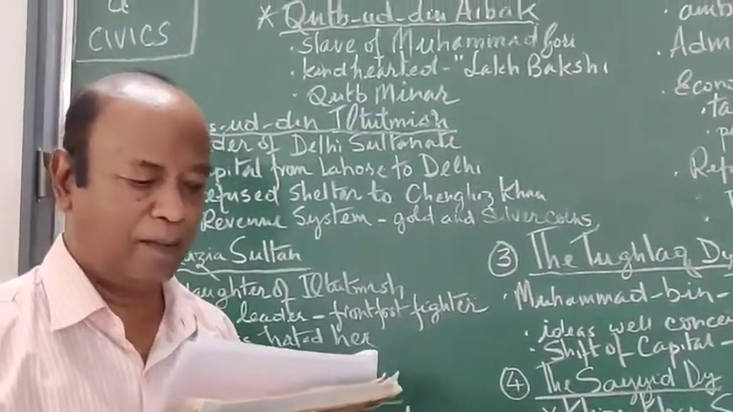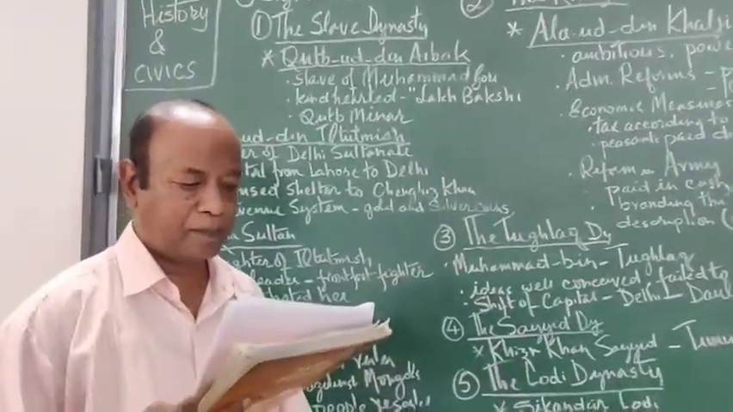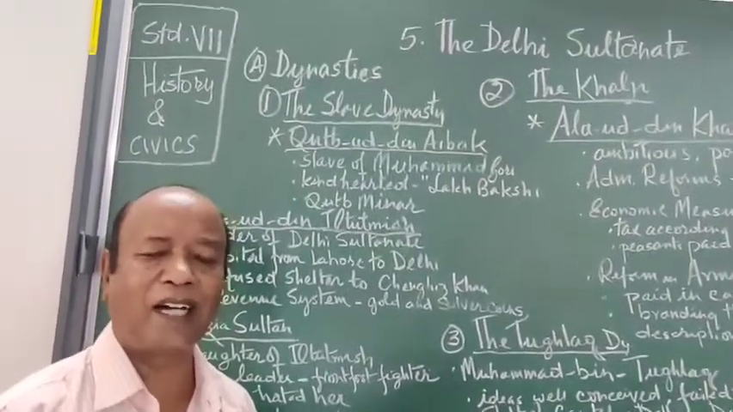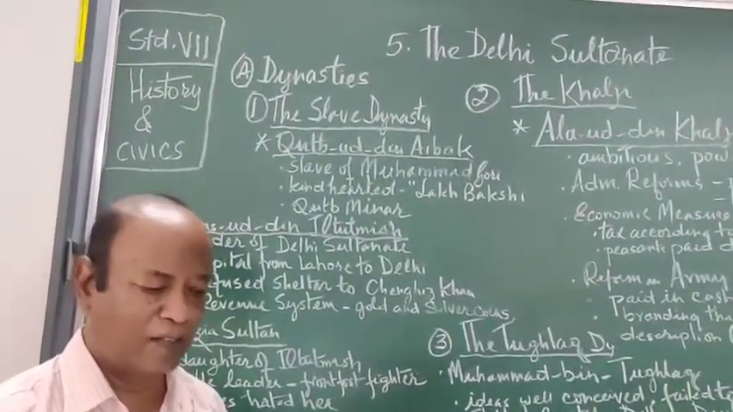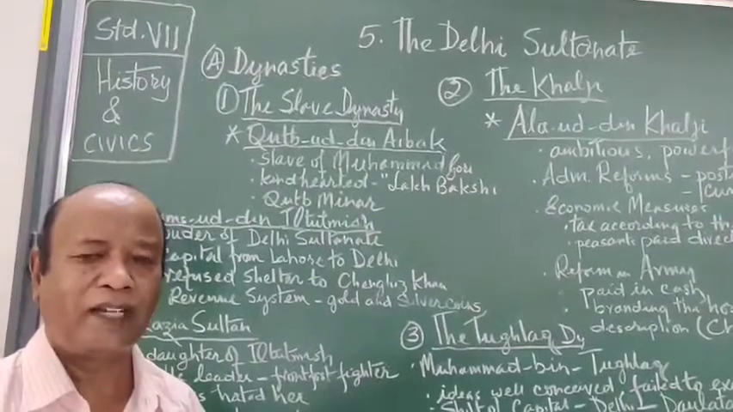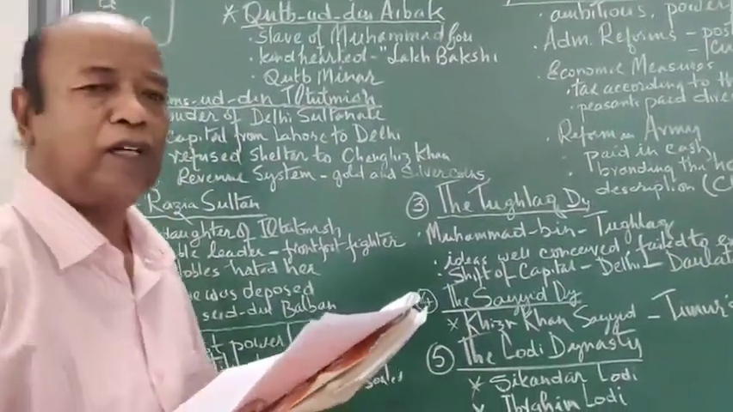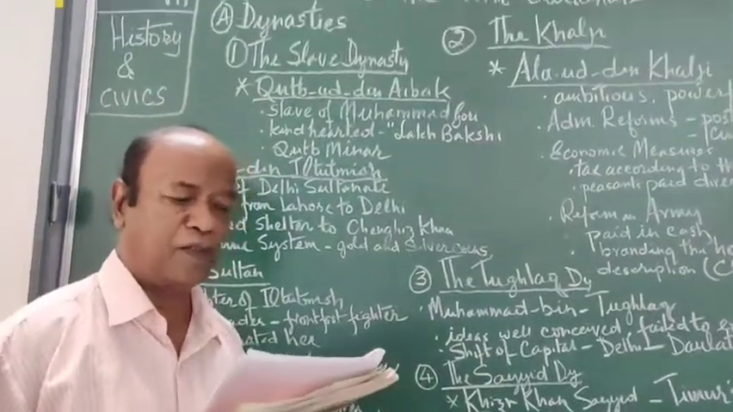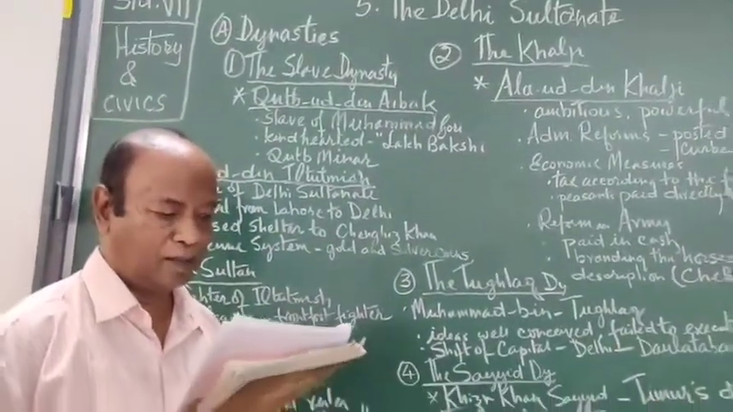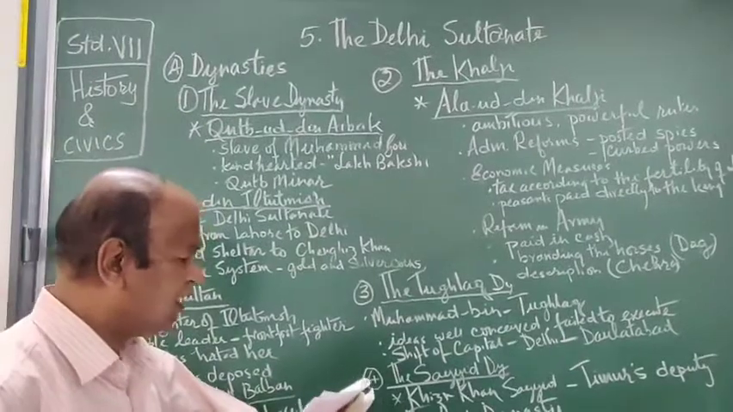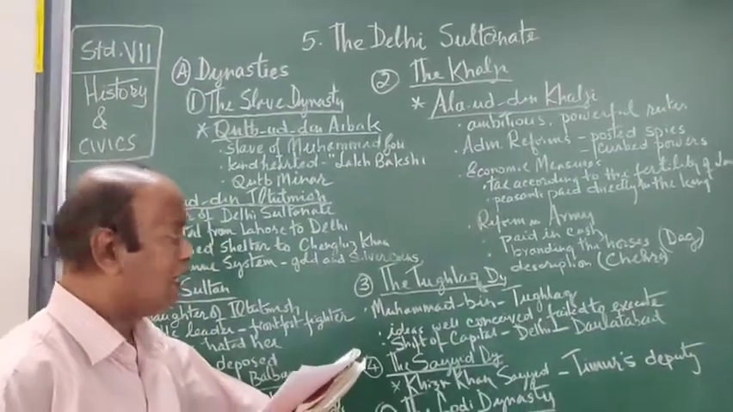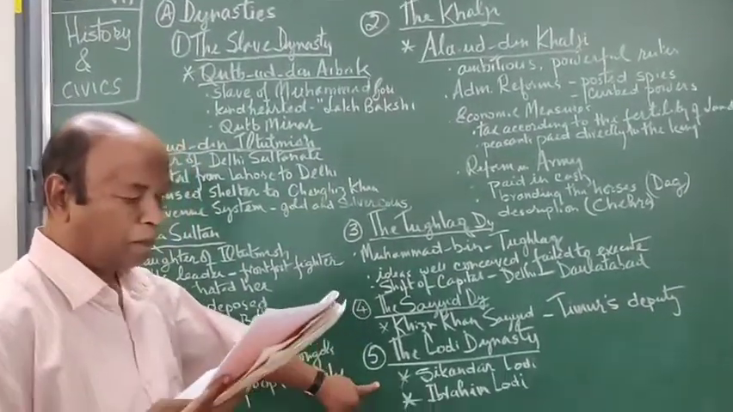He succeeded, and Afghan leaders, Afghan nobles, revolted against Lodi. Ibrahim Lodi was not as successful as Sikandar Lodi. Sikandar was the most powerful, most capable, most successful ruler of the Lodis. So this is the last dynasty of the Delhi Sultanate. So what happened?